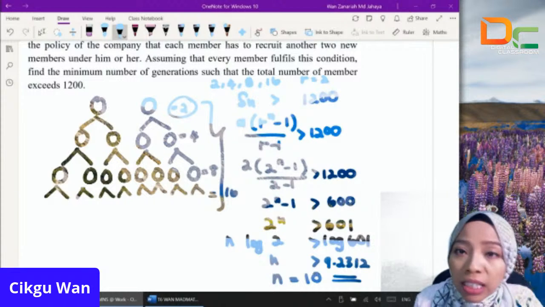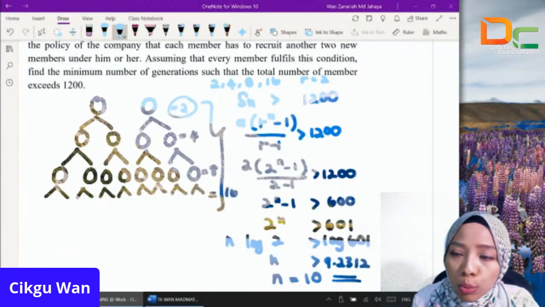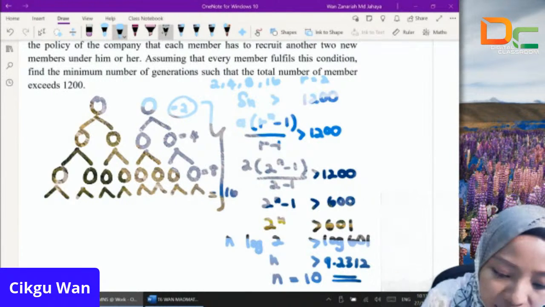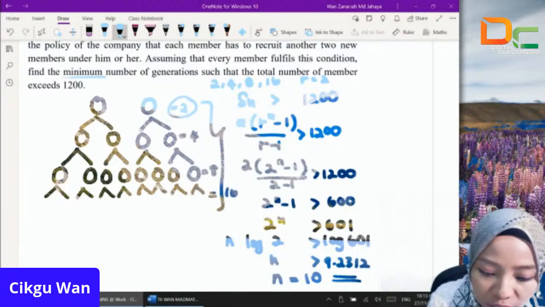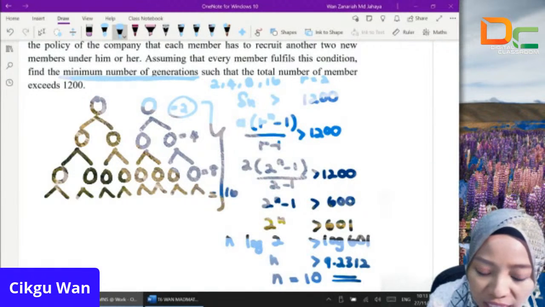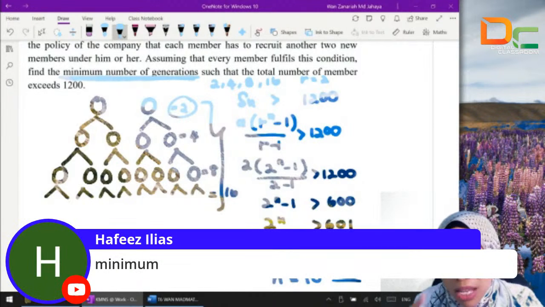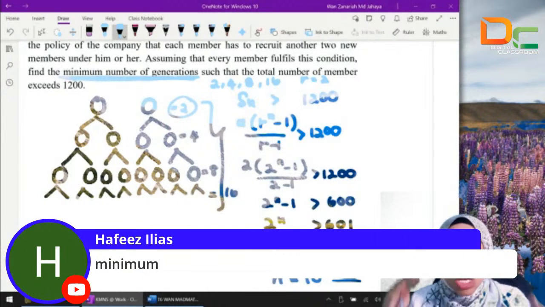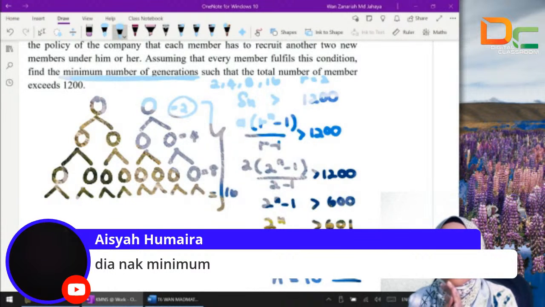Apakah keyword yang mengatakan you kena ambil 10? You tak boleh ambil 15, 221. Kenapa? Because they nak the minimum number of generation. Maksudnya nilai n yang kita dapat ni mesti mematuhi lebih daripada 9.23, iaitu 10, 11, 12, 13. Tapi siapakah yang paling minimum? Iaitu 10. Yes, very good.